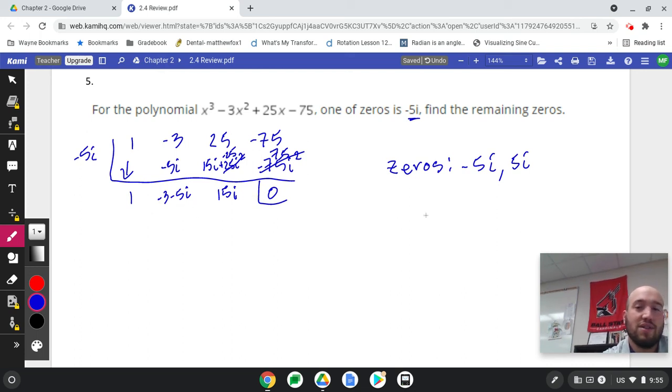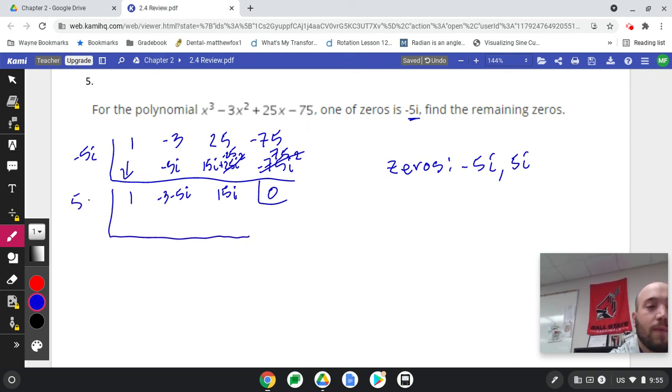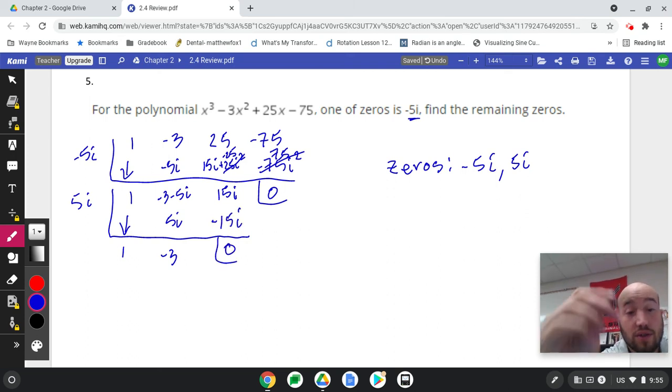That's really messy. Instead, let's use our other 0 we know, which is 5i. We'll do synthetic division one more time. So it still drops down the 1. Multiply, we get 5i here. Add straight down, 5i and -5i cancel, and we're left with -3. Multiply, we'll have negative 15i, add straight down, we get 0, which is good.